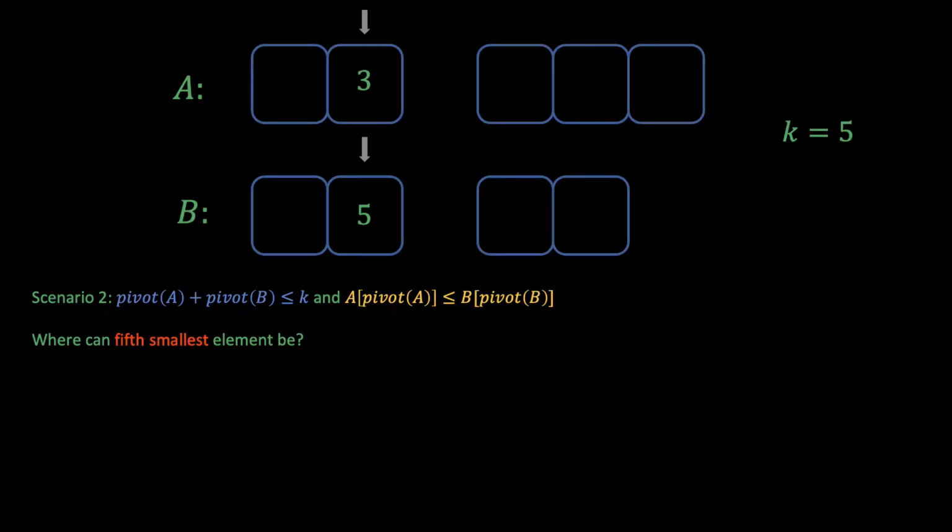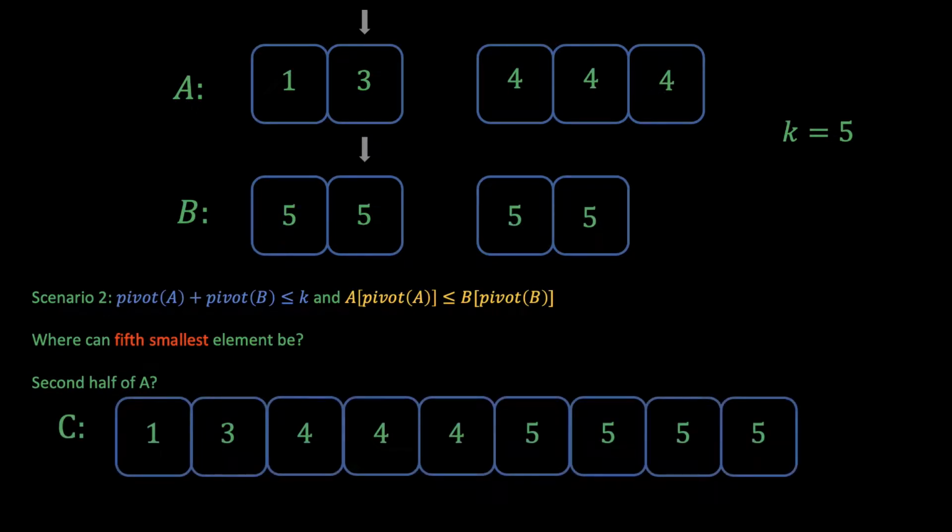What about the second half of A? Again, playing around with the input, you can come up with this input. The fifth smallest value is 4, which is in the second half of A. So it is possible that the fifth smallest value is in the second half of A. What about the first half of B? Again, playing around with the input, you could come up with this input. The fifth smallest value is 5, which is in the first half of B. So it is possible that the kth smallest element is in the first half of B.